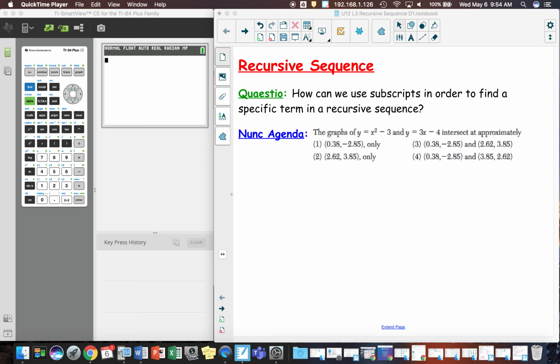So recursive sequence is a follow-up to arithmetic sequence that you guys have learned already. We're going to talk more about that as we get into the lesson.